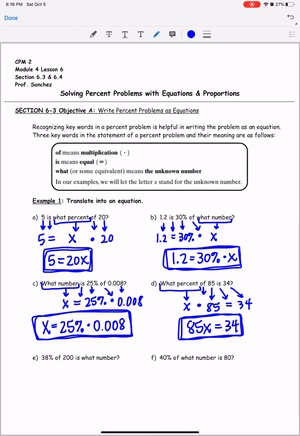Okay, 2 more, exact same things. 38% of 200 is what number? So my percent comes down, 38%. Of is my multiplication. 200 comes down. Is means equals. And what number is my X? Again, because of that percent and that times, I can't really do anything with that. So we'll just rewrite it the way it looks.